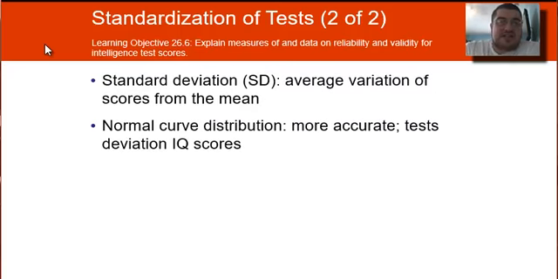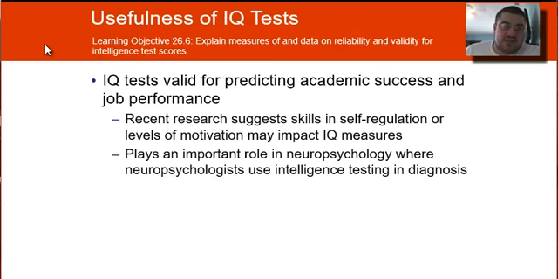And then you already know standard deviation, which is the average variation of scores from the mean. What is a normal curve distribution? It's a bell curve, which is, if we have a normal curve, that means the test is more accurate, and it tests deviation IQ scores. How useful is an IQ test?